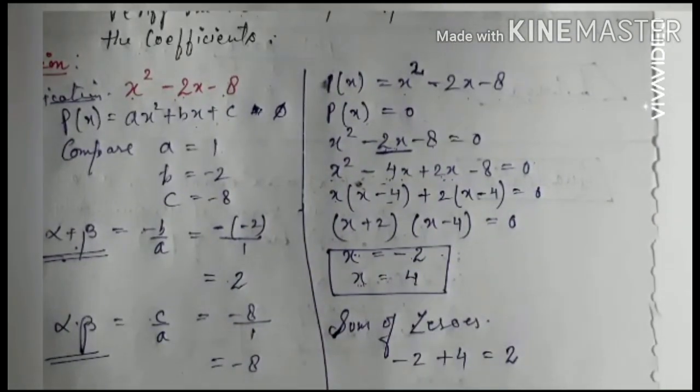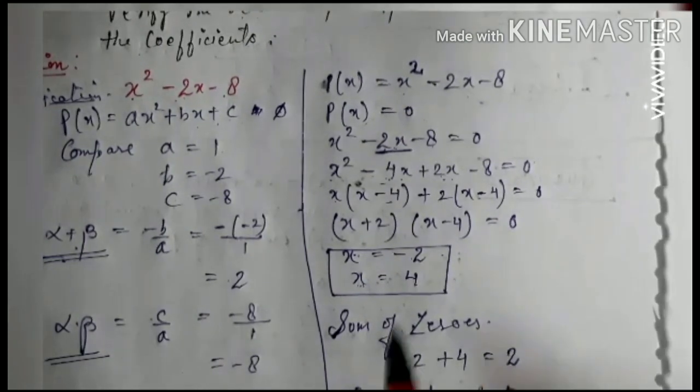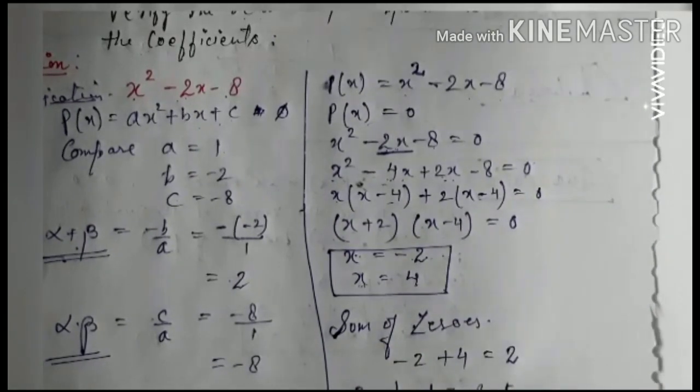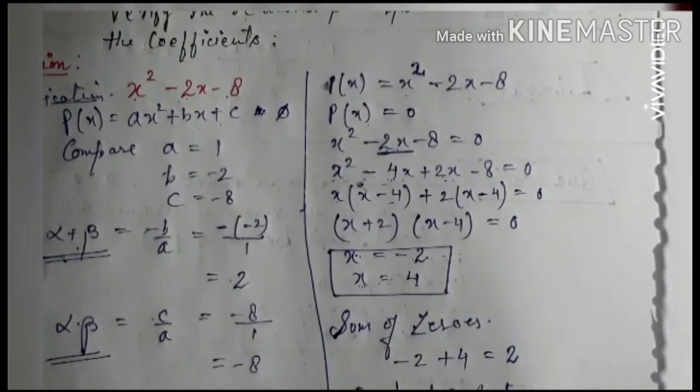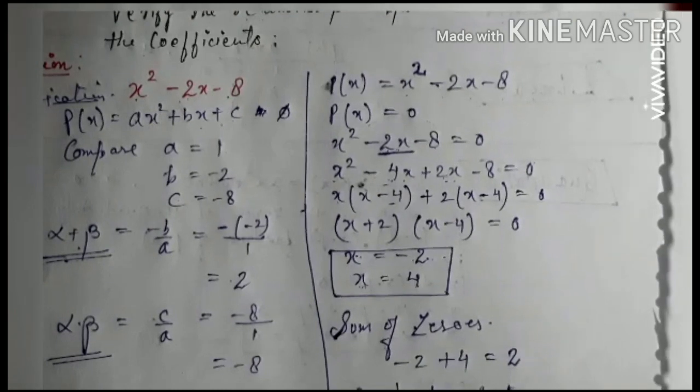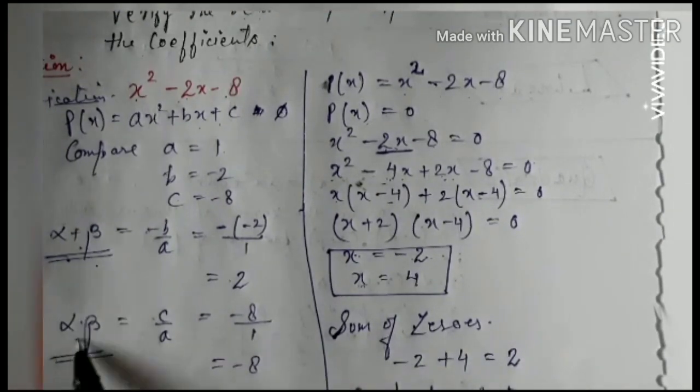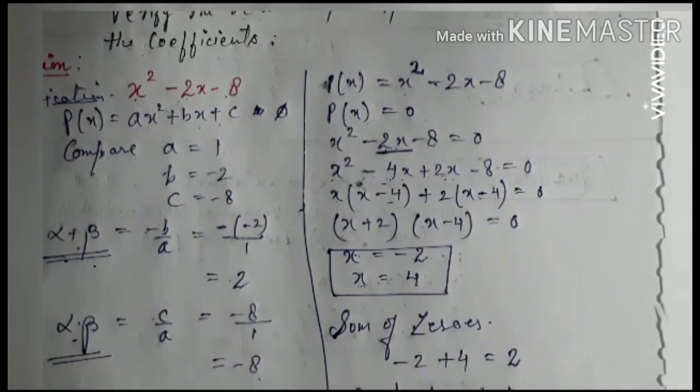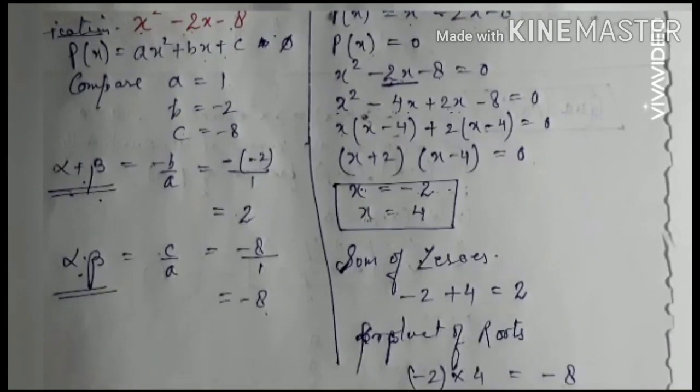Product of roots, alpha and beta. That means product of these: 2 multiply 4, minus 2 times 4, is minus 8. Sum of roots is 2. Product of roots is minus 8. That means these are totally the same.